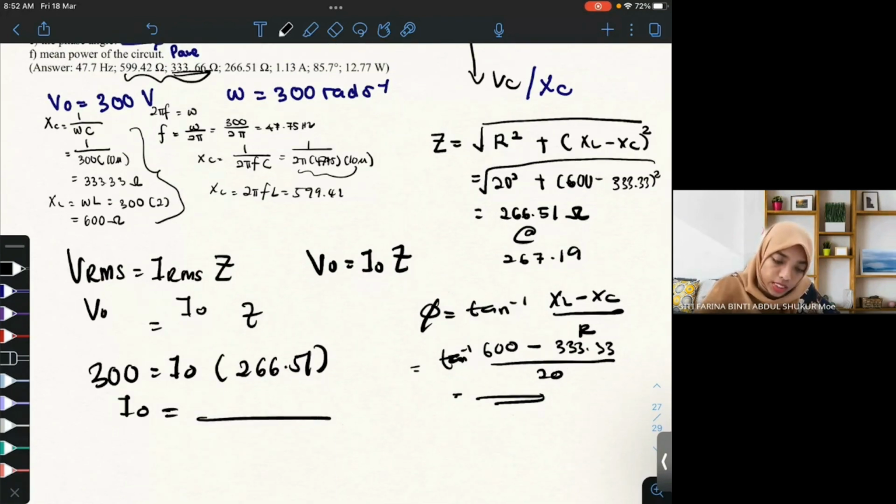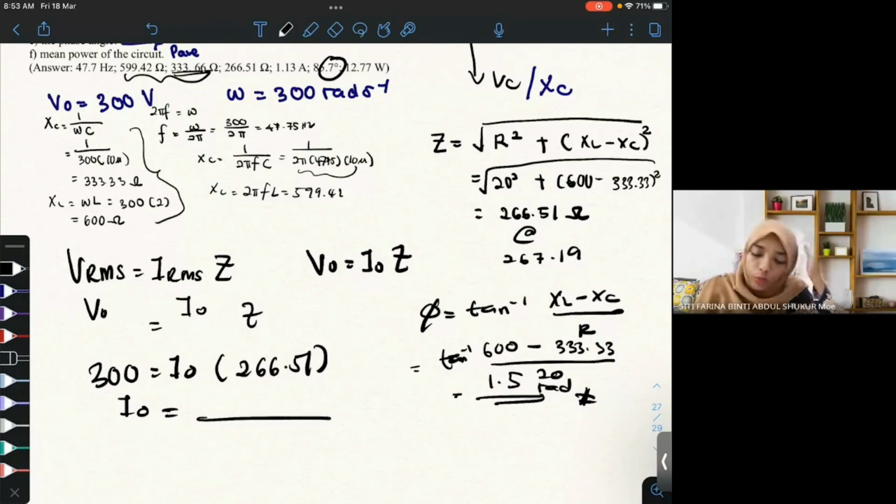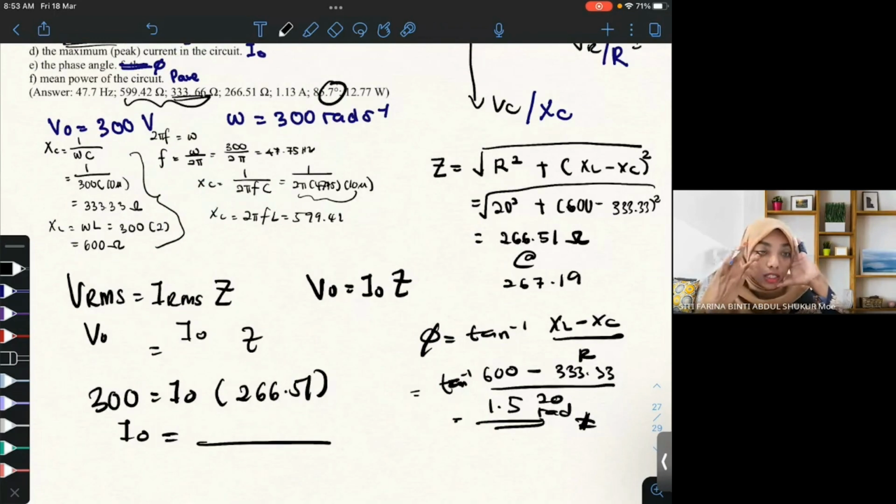Okay, jawapan dekat sini dalam degree. Kalau radian 600 minus 333 shift tangent 1.4, 1.5. Did you guys get 1.5 juga? Yeah. Okay, kalau radian 1.5. Kalau guna degree tak ada masalah jugalah. Cuma selalunya kalkulator kita untuk chapter ni memang dalam mode radian sudah.